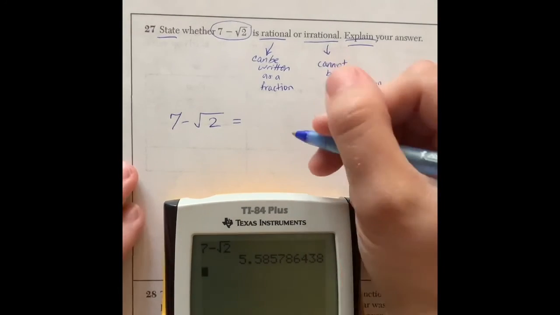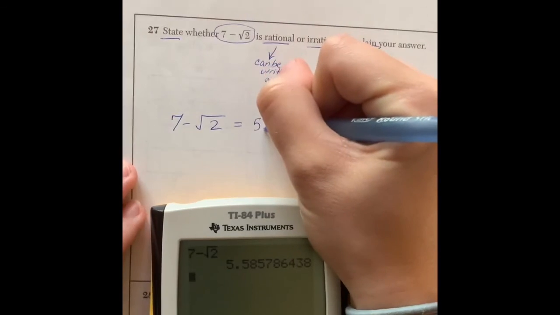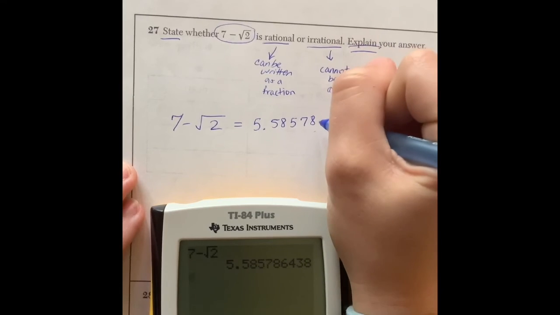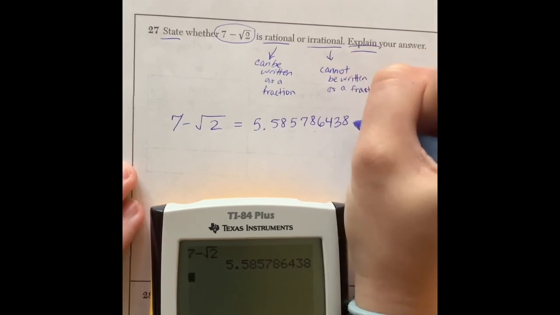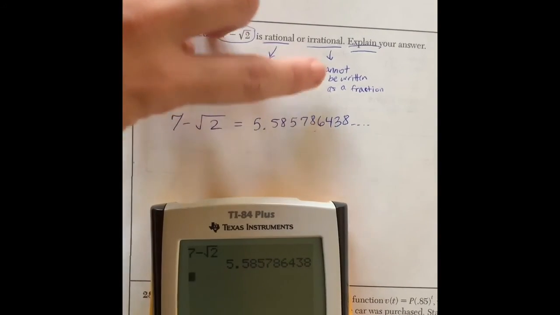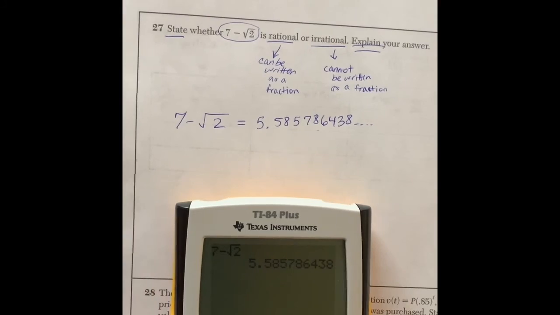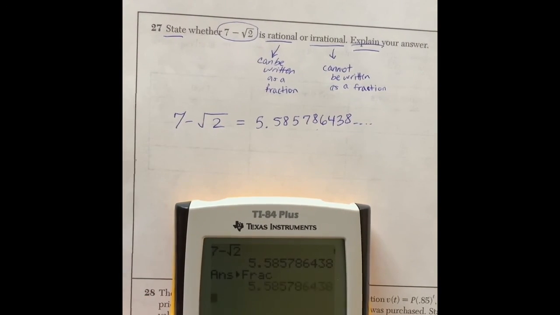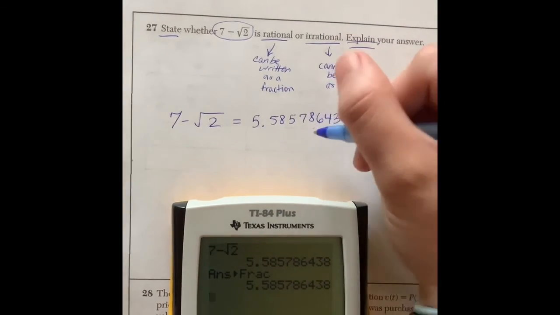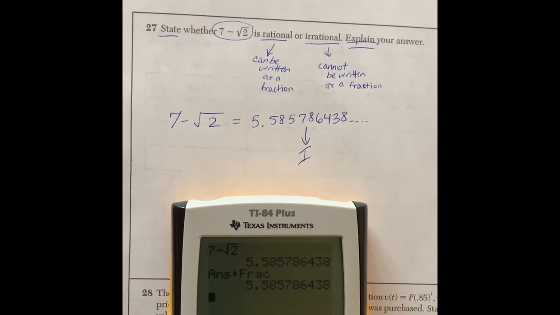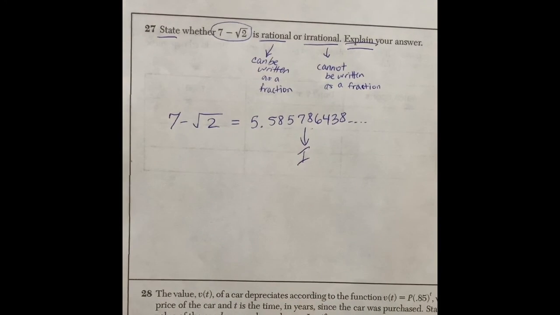Okay, I get this big long answer. I'm going to write it out. 5.58578643, and it keeps going on and on. So I need to decide, well, can that be written as a fraction? Yes or no? Well, I check in the calculator by hitting math, frac, and then enter. It stayed exactly the same, so that means it cannot be written as a fraction, so I know that it's going to be irrational. So now I need to actually answer the question in full explanation.